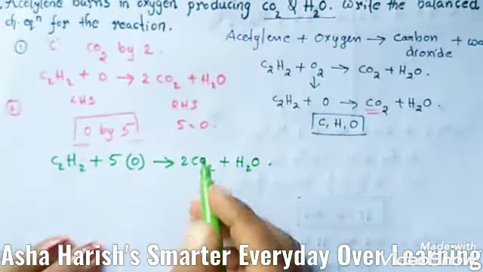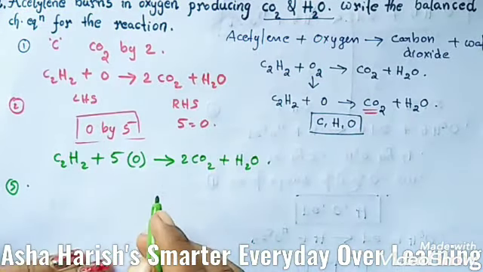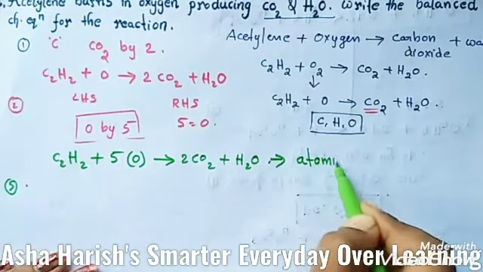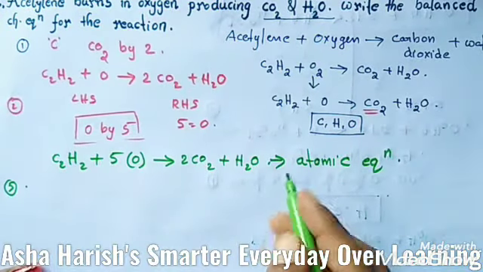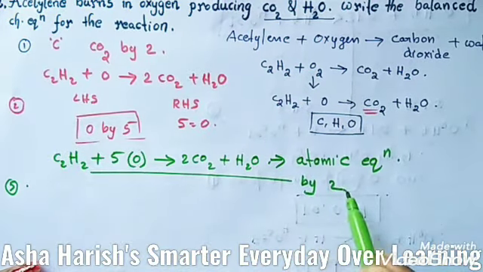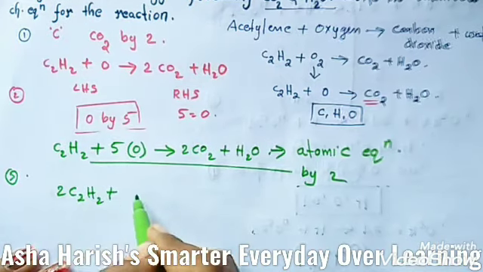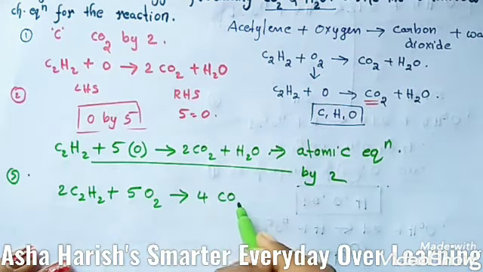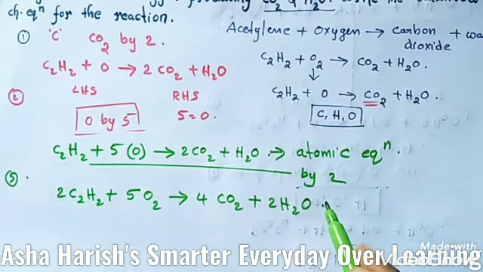Now in the third step, what you have to do, multiply the whole equation by 2 to convert it into a molecular equation. This is the atomic equation. Then just to convert this into molecular equation, you need to multiply the whole equation just by 2. Now you should get like this: 2 C2H2 plus 5O2. Now 4 CO2 plus 2 H2O. Right. This is the required balanced molecular equation.